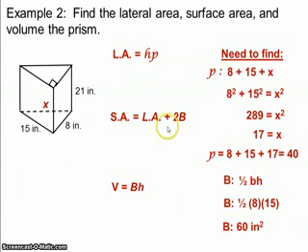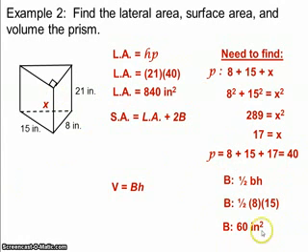Lateral area is height times perimeter. Our perimeter again is 40. Our height this time is 21. So 21 times 40, and our lateral area is 840 square inches.